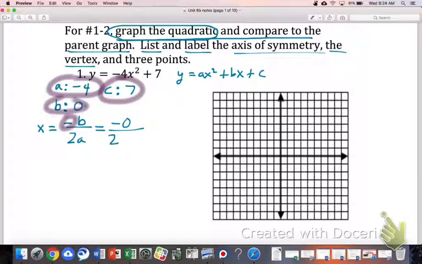And then the a value is -4. So -0 just being 0, what's 0 over 2 times -4? 0. It's just 0, right? 0 divided into 8 parts is simply just 0. So this means that my axis of symmetry, I'll just put axis here. My axis of symmetry is x equals 0.